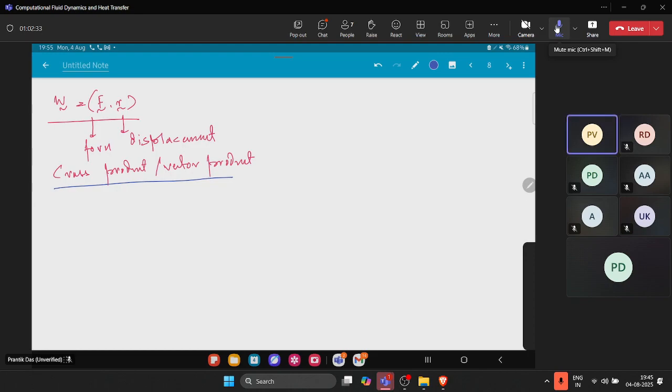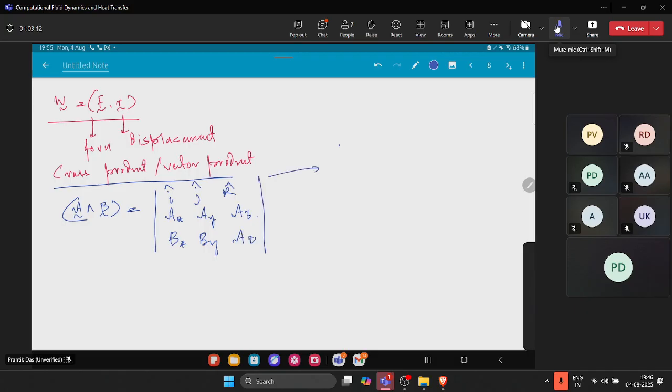So what is called a cross product? A cross B. In the book itself, you actually use this cross symbol for the cross product, but I use this one. You can use whichever you like, but I use this one as a symbol for the cross product. So this is basically i cap, j cap, and k cap, and this is Ax, Ay, and Az, and Bx, By, and Bz. By finding the determinant of it, you can find the cross product between A and B.